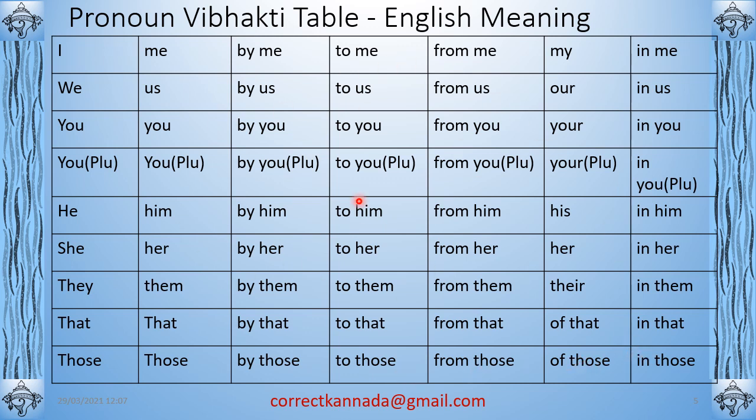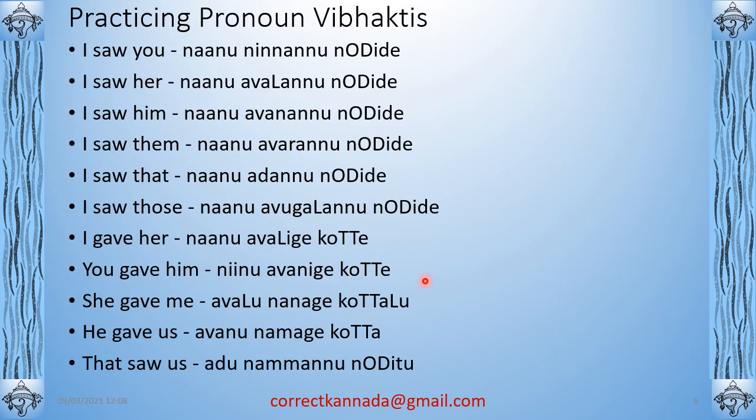So you got the corresponding English meaning of the pronoun vibhakti table that we saw in the previous slide. So how do you practice this pronoun vibhakti? You can practice on your own, just taking a few verbs and then you can do it. Right? For example, I saw you. Nanu ninnannu nodide. I saw her. Nanu avalannu nodide. I saw him. Nanu avanannu nodide. I saw them. Nanu avarannu nodide. I saw that. Nanu adannu nodide.